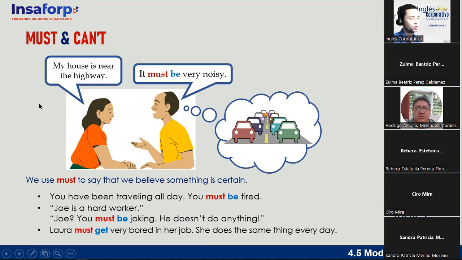Okay. So if you notice, must, because it's a modal auxiliary, follows the two rules that we have been talking about in the last two lessons. First, it doesn't have a special form for he, she, it. Si se fijan, no tiene una forma especial para he, she, it. Aquí lo podemos ver. Dice, Laura must. No le ponemos una S al must, porque no tiene formas especiales para he, she, it. Y lo segundo, es que el verbo que le sigue siempre va a estar en forma base. Must be, must get. All right? Always the base form. Laura must get very bored in her job. She does the same thing every day.